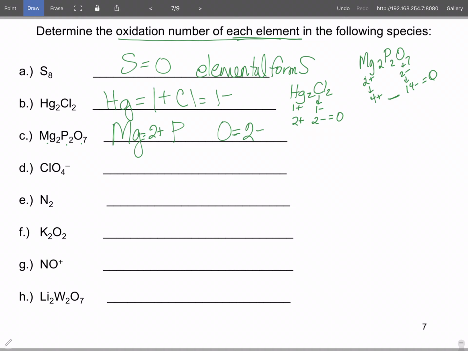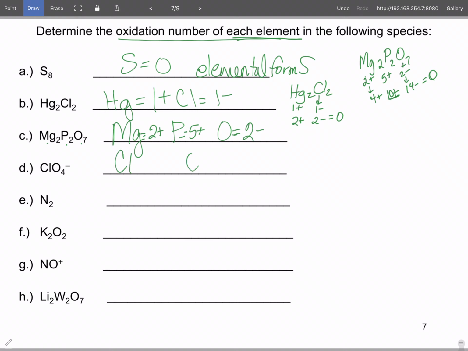So what number is needed? 4 plus 14 minus. So that means that the phosphorus has to be 10 plus total, but there are 2 of them. So each phosphorus is going to be 5 plus. So when you work it out, you always know 2 out of 3.